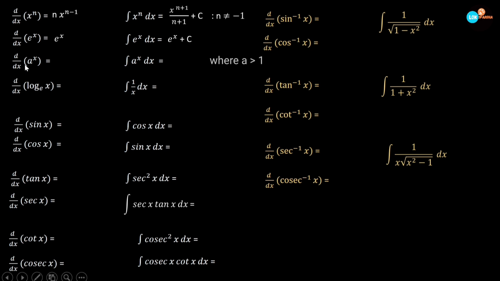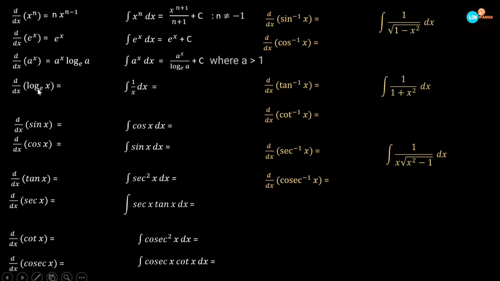And the next one is derivative of a to the power x is equal to a to the power x log a base e. But integral of a to the power x is almost the same, a to the power x, but here you have to divide by log a, plus c is there. Here we have multiplied by log a and here we are dividing by log a. If e is not given anywhere, it is understood that e is there.